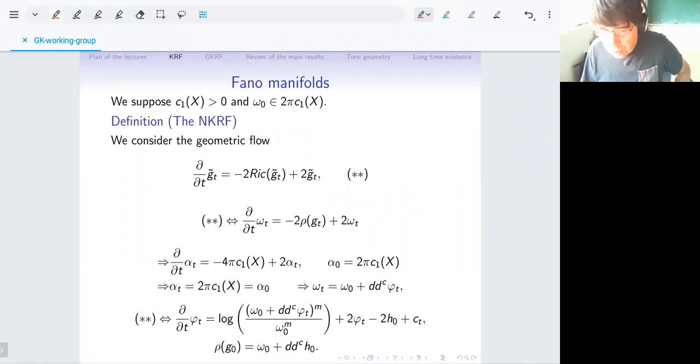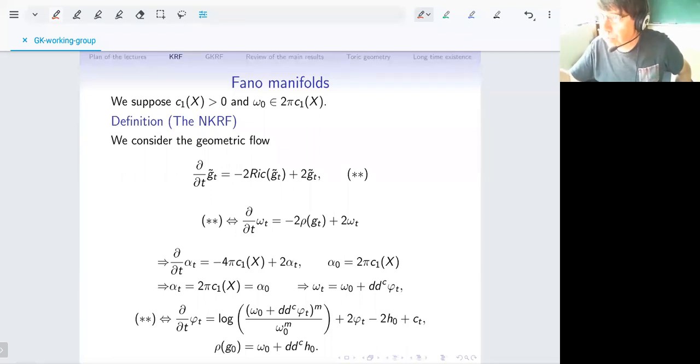And then you can rewrite the flow in this specific way. So the time derivative of phi t is the logarithm of the volume form of omega t, written in the potential way, and divided by the volume form of omega 0, the initial volume form, plus twice phi t, which comes from here.